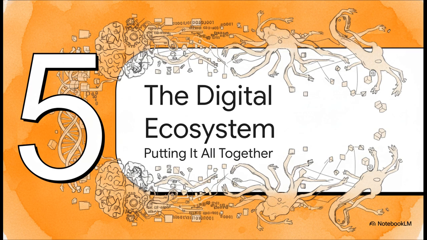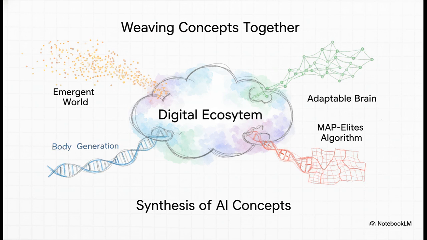Okay, let's pull back for a second and look at the whole incredible picture. We've talked about the pixel-perfect world, the genetic blueprints for bodies, those adaptable brains, and this map of elites that preserves diversity. Now, let's see what happens when you put them all together. Because the real genius of Sunaba isn't any single one of these amazing pieces. A lot of them are based on incredible academic research papers that have been around for years. The real breakthrough here is the synthesis. It's weaving all of these cutting-edge AI concepts together into one single, coherent, interactive, and evolving digital ecosystem.